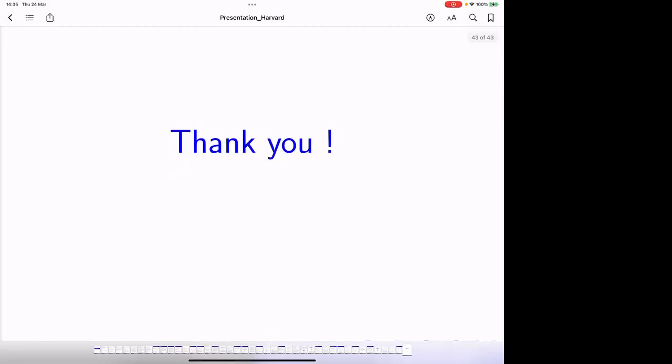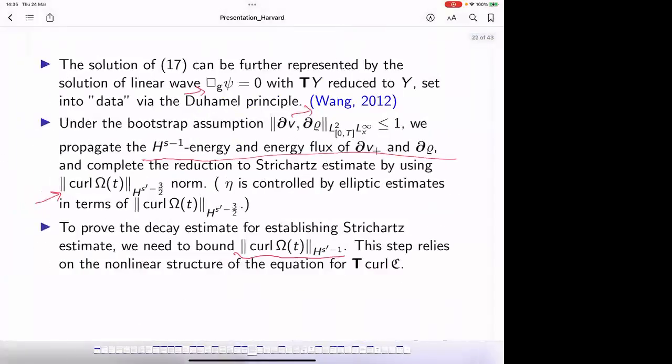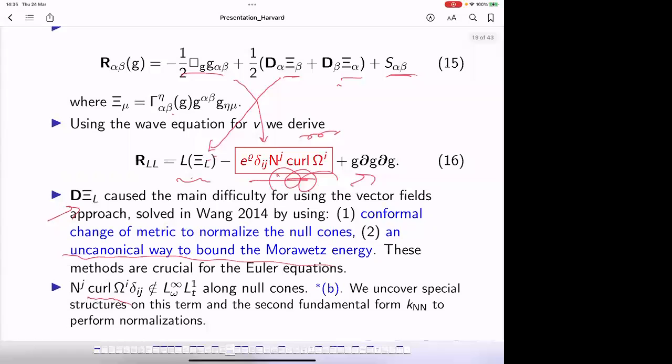Yeah, thanks for the talk. I really like the delicate geometric idea in your analysis. Oh, thank you. My first question is about the conformal change when you mention the estimate of the curvature. Can you elaborate a little bit on this?